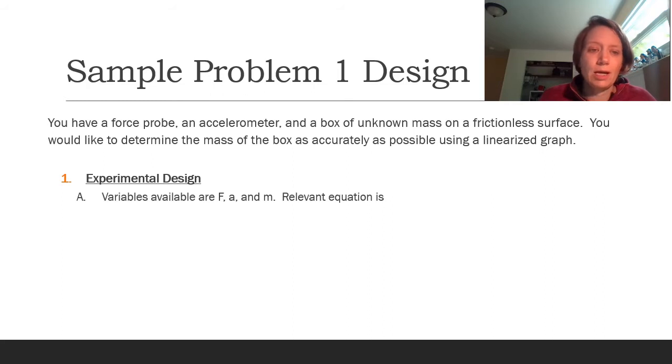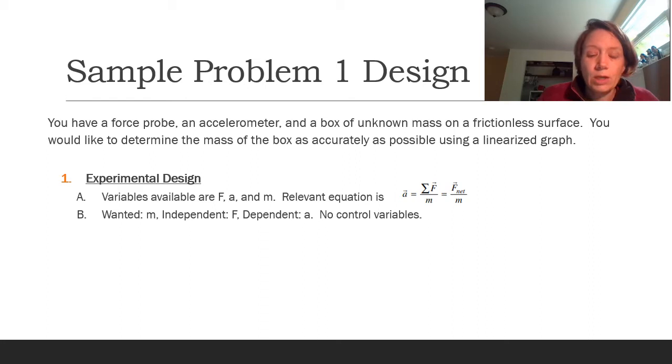So, experimental design, number one. When I look at the tools I have, they lead me to think of what variables those are able to measure, right? I have a force probe, so I can find F. I have an accelerometer, it's easy to find A. And the M is what I want to know. So pretty quickly, hopefully you're jumping to, this is looking a lot like Newton's second law, that A equals F over M equation that we've done in whatever physics class you had, is probably the one that's going to be relevant to this problem. So then I'm going to decide which variables are going to be my independent, dependent, and wanted. Well, I know I want mass.